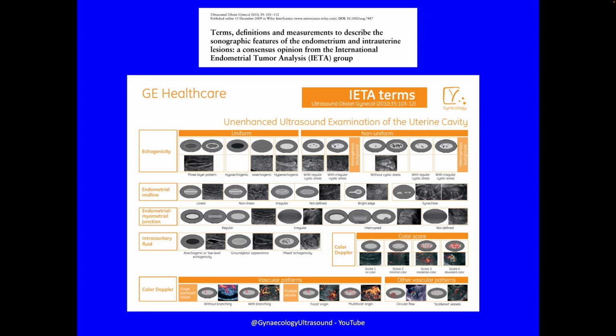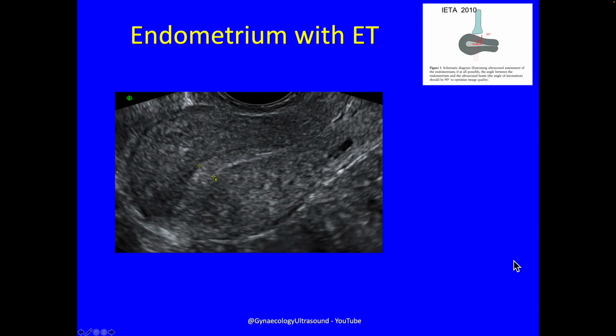The endometrium, the IETA group, published terms, definitions and measurements, all to describe different kinds of endometrial abnormalities, and they describe in detail about echogenicity, the endometrial line, endomyometrial junction, the presence or absence of intracavitary fluid, colour Doppler, and what the patterns look like. And these are beautiful definitions.